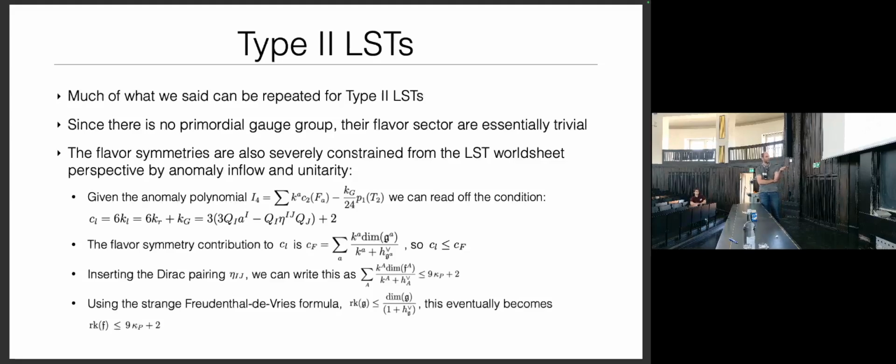And if you recall, kappa p was equal to 2 for the heterotic LSTs. So then I get that the rank of the flavor group is less than 20. That's obvious already from the fact that this essentially is given by a K3, which can have Picard rank 20. Kappa p is equal to 0 for the type 2 LSTs, and in this case, we find that the rank of the flavor group is bounded by 2.